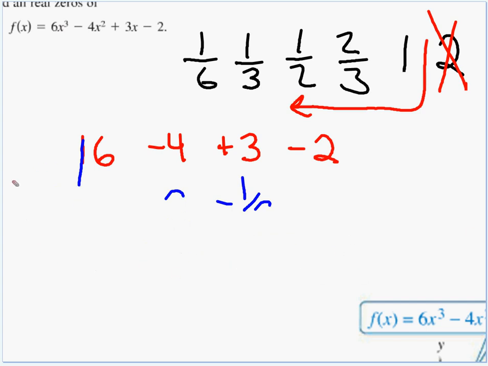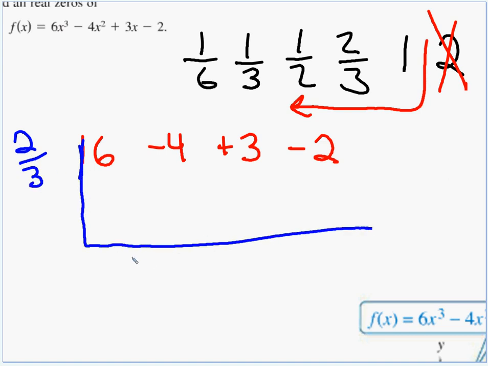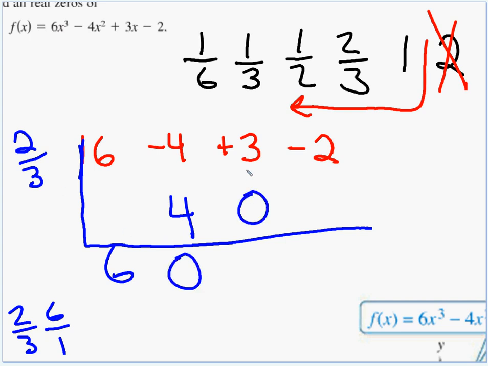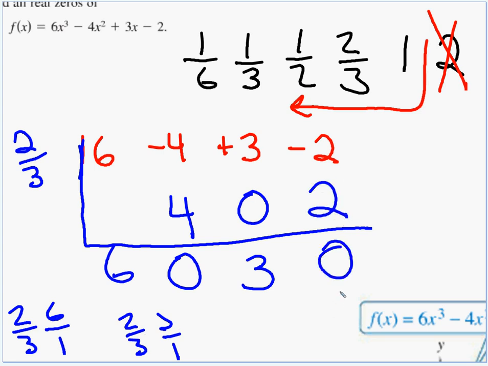Oops, I was looking at the wrong spot on my notes. We don't want that. Let's do 2/3. We know that 1 is an upper bound, so let's move down to 2/3. 6 times 2/3, that would be 2 over 3 times 6 over 1, multiply straight across. 12 over 3 is 4. -4 plus 4 is 0. 0 times 2/3 is 0. Add that and we'll get a 3. 2/3 times 3 is 2/3 times 3 over 1. That's 6 over 3, or 2, and there's our 0 remainder.